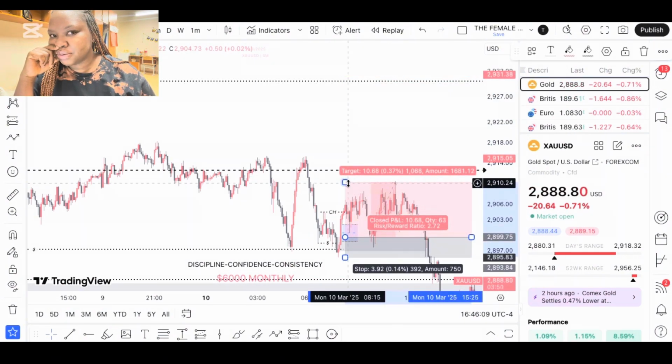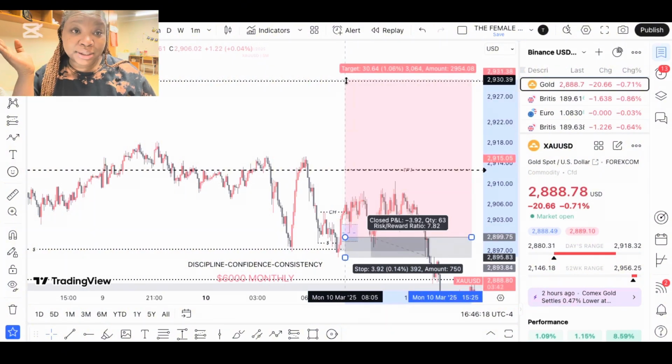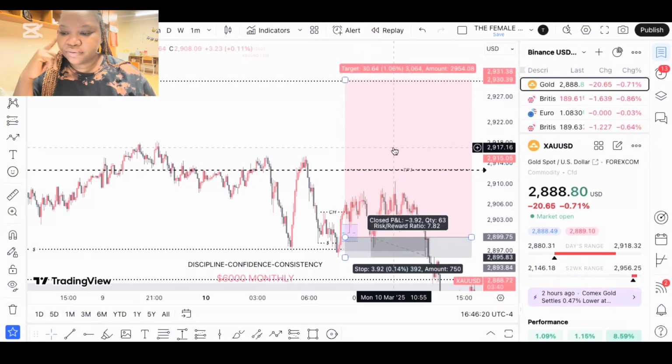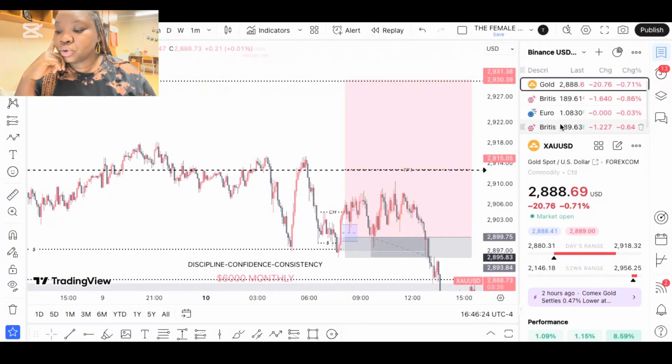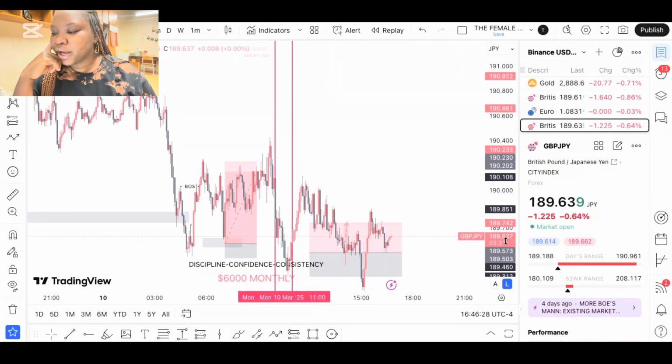Just the thought of it makes me so upset. Price gave me a 1:2, and it reversed and it tapped me out, right? But I had set break even, so it took me out at break even. Now I went on GBP JPY, sorry. I still don't understand why I took this trade.